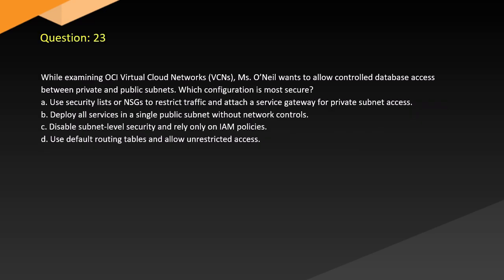Question 23. While examining OSI Virtual Cloud Networks, VCNs, O'Neill wants to allow controlled database access between private and public subnets. Which configuration is most secure? A. Use security lists or NSGs to restrict traffic and attach a service gateway for private subnet access. B. Deploy all services in a single public subnet without network controls. C. Disable subnet-level security and rely only on IAM policies. D. Use default routing tables and allow unrestricted access.